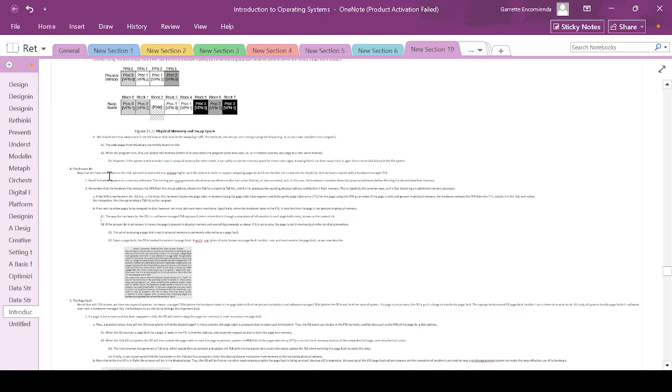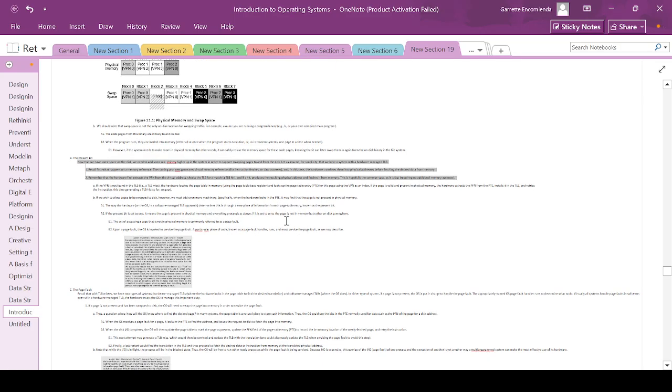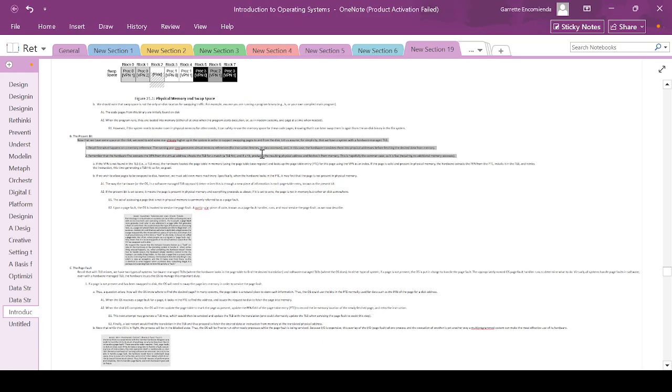The present bit. Now that we have some space on the disk, we need to add some machinery higher up in the system in order to support swapping pages to and from the disk. Let's assume for simplicity that we have a system with a hardware managed TLB. Recall first what happens on a memory reference.